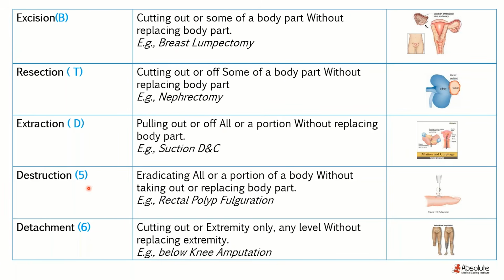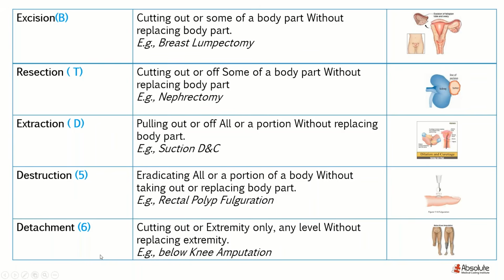Destruction, that's 5. That value is 5. This is eradicating all or a portion of the body part without taking out the body part. An example is rectal polyp fulguration. Okay. And 6, detachment. That's your value. And this is still cutting out and you're cutting off this extremity only. Remember, it's extremity, without replacing that extremity. Example, below knee amputation.